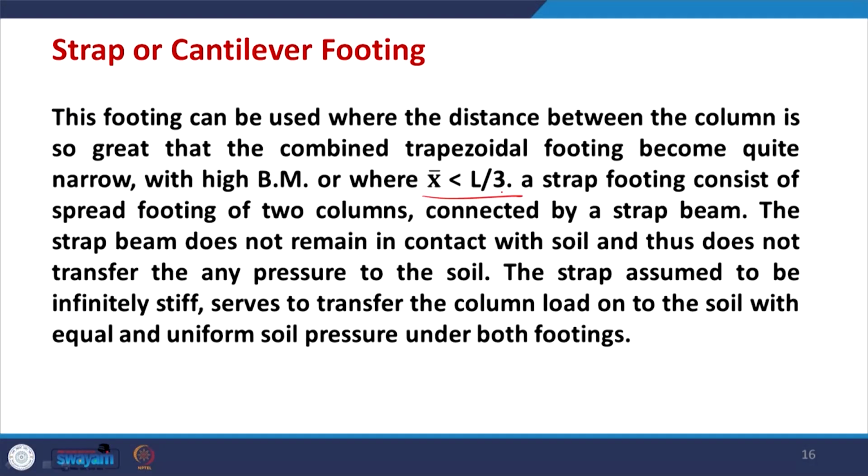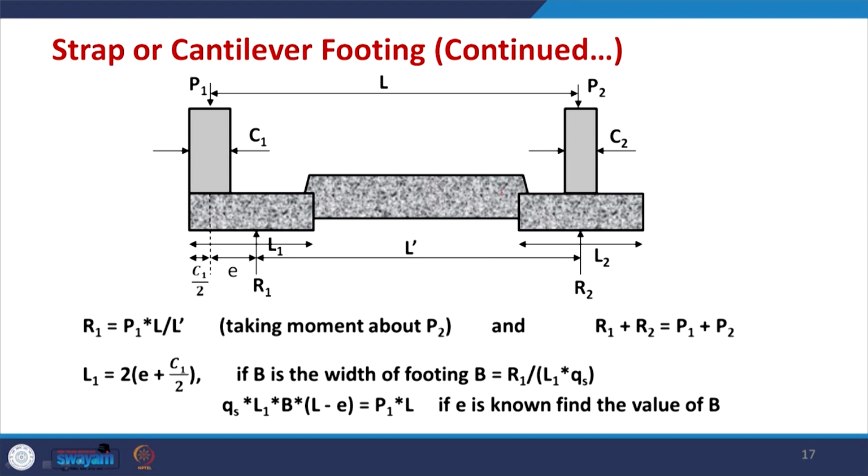Or in case a trapezoidal solution is coming where x bar is coming less than L by 3, then in that case we are not able to provide the trapezoidal footing. So, a strap footing is provided. A strap footing consists of 2 columns connected by a strap beam, which is shown here. There are 2 columns here. It is similar to what we have seen in the trapezoidal footing.